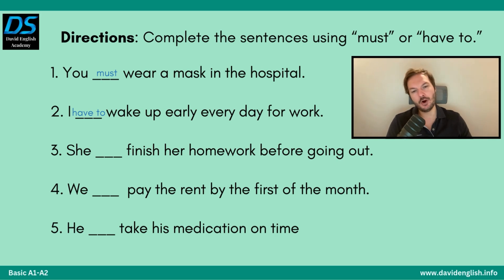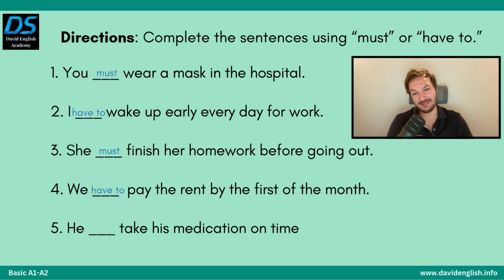Number 3. She finished her homework before going out. If it's a rule, I would say she must finish her homework before going out. There's no choice. Number 4. We pay the rent by the first of the month. If this is something daily that you usually do, or something on a routine basis, I would probably say we have to pay the rent by the first of the month. It's not life-threatening.